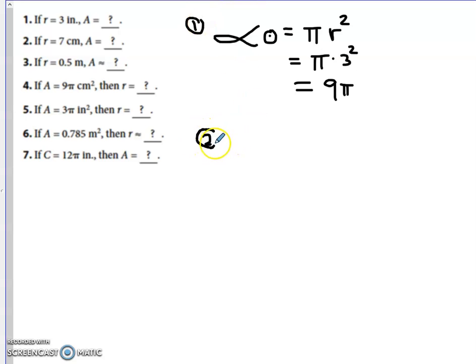In problem number 2, the area of the circle is going to be equal to pi times, again, r squared. r is, again, the radius or the scale factor. And that's a linear scale factor. And so to get the area scale factor, we take that number times itself or square it. So it's going to be pi times 7 squared. So the area of the circle for number 2 is 49 pi.